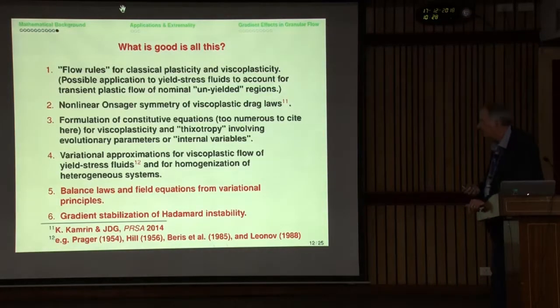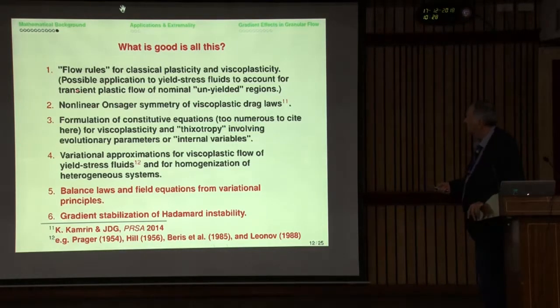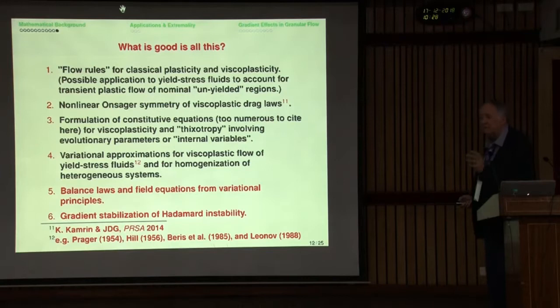So the question is, what good is all this? Well, for one thing, you get flow rules for classical plasticity and viscoplasticity relating stress to strain rate or vice versa. There are some possible applications to yield stress fluids where you normally treat the unyielded region as a rigid solid, but there's no reason why you should not bring in the mechanics of the solid phase here, especially in transient conditions, or if there are some instabilities involved. So I think there's some more that can be done with yield stress fluids based on these ideas.